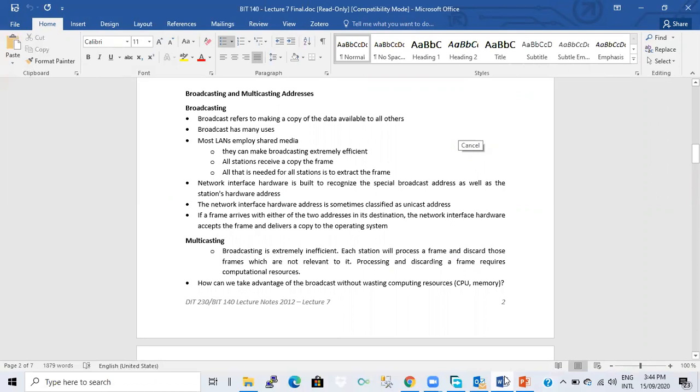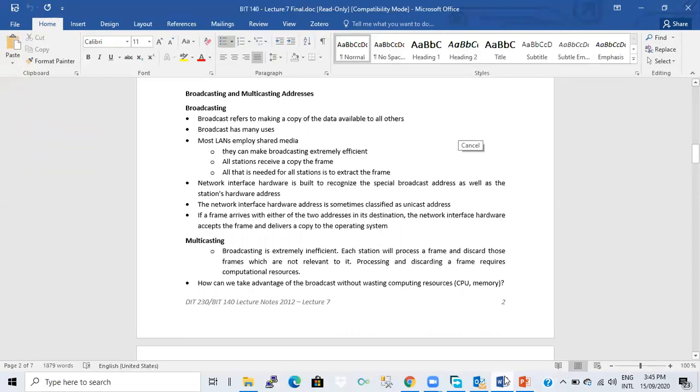Broadcast has many uses. Most local area networks employ what is called a shared medium. Like I've put across, bus network or bus topology is one of the local area networks that employs a shared medium. So they can make broadcasting extremely efficient. All stations are going to receive a copy of the frame. All that is needed for all stations is to extract the frame. Network interface hardware is built to recognize the special broadcast address as well as a station's hardware address.